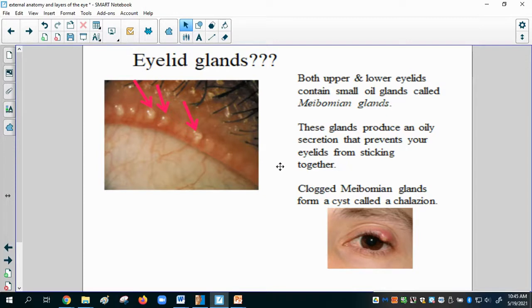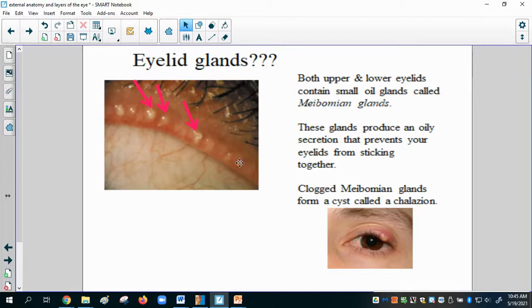So it keeps them lubricated so they don't get dry and stick together. The oils will mix with your tears and make the surface of the eye perfectly smooth so we don't get any weird bending of light as it tries to enter the eye.